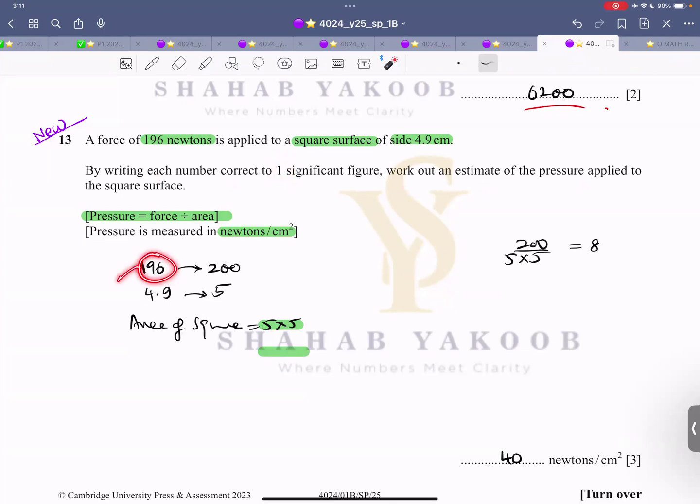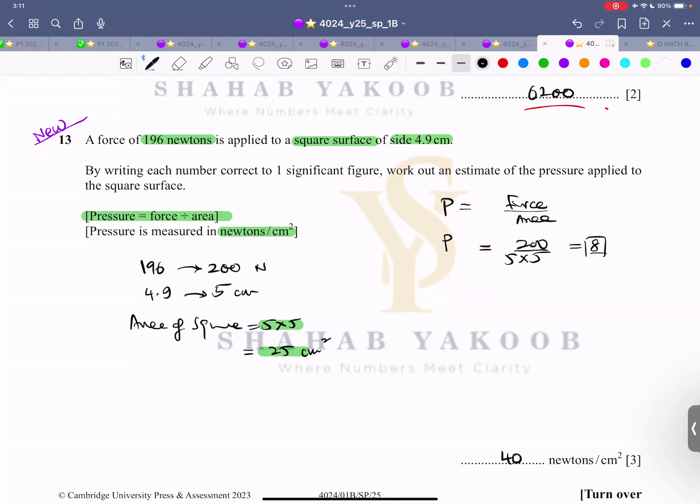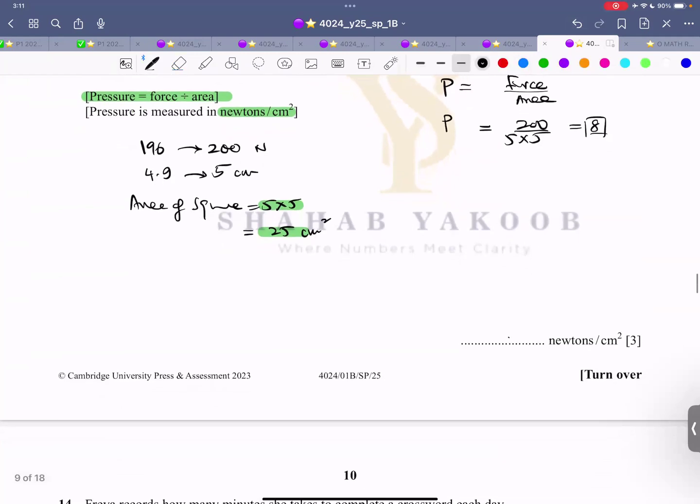So 196 becomes 200, 4.9 becomes 5, area of square, that is 5 into 5, which is 25. And this is how much? This is newtons. This is centimeter square. This is centimeter. So the pressure is force over area. Let me write it over here. The force is 200 and the area is 25. And this comes out to be 8. And I think by mistake, I've written 40. So let me correct myself. That comes out to be 8.